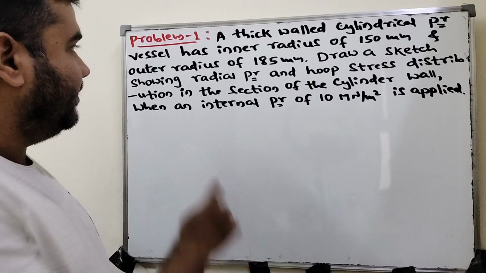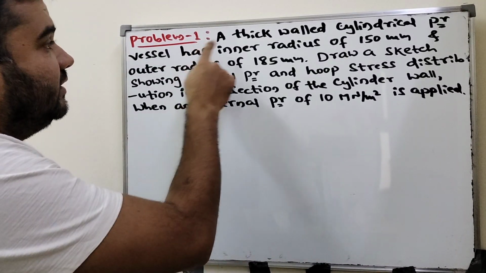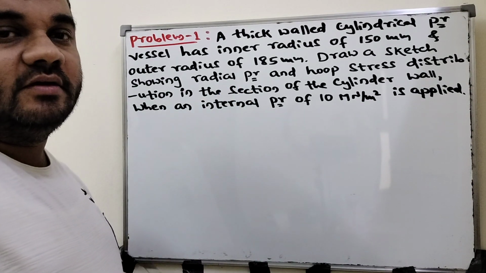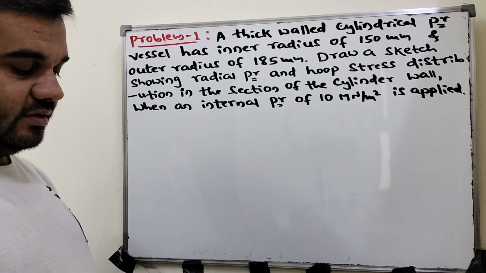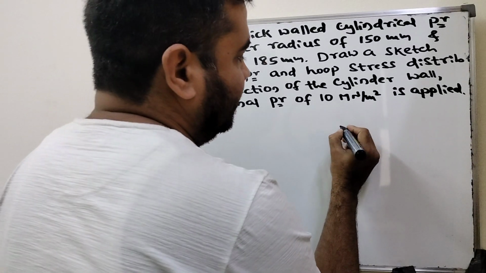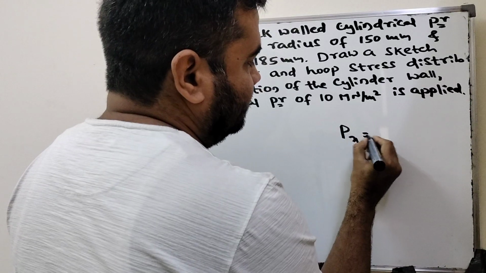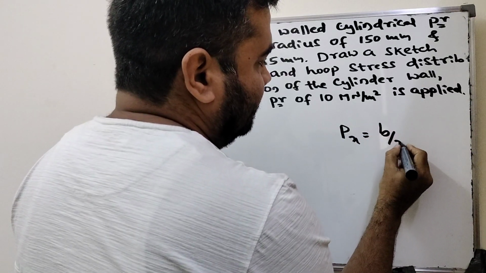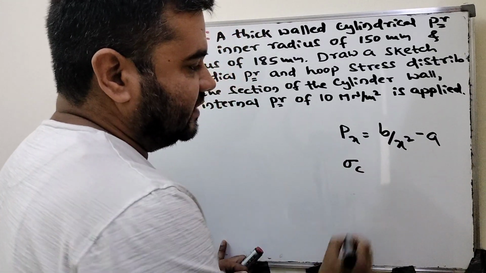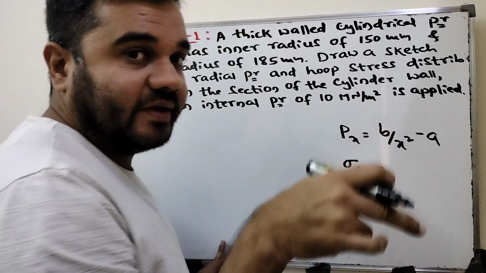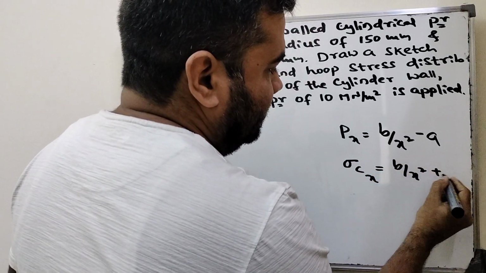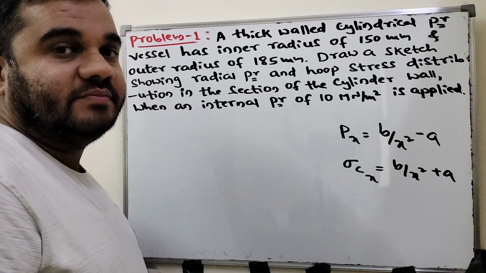In this video we'll try to solve a problem on thick cylinders. In the last video we derived the Lame's equations. The final equations are: P at x equals b by x square minus a, and sigma c, the circumferential stress at a value of x, equals b by x square plus a. These two equations we derived in the last video.